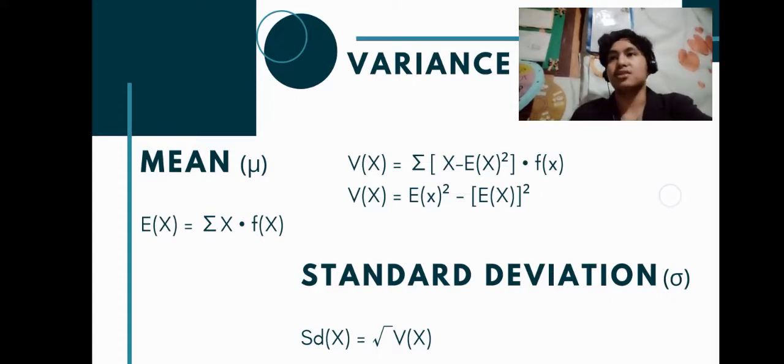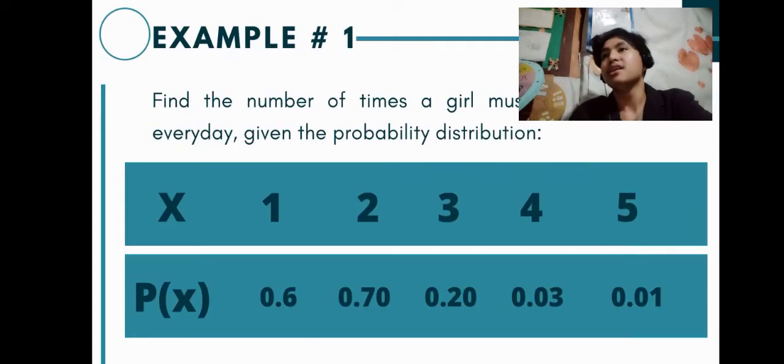Now, without further ado, let's move to the first example. Find the number of times a girl must brush her hair every day, given the probability distribution of 0.6, 0.70, 0.20, 0.03, 0.01. We already have a table in here, as you can see. For our x, we have 0, 1, 2, 3, 4, and for p of x, we put our probability distribution. First, we must find x multiplied by p of x. In order to find that, we multiply the x values to the p of x values.